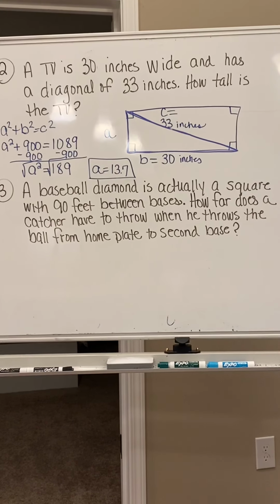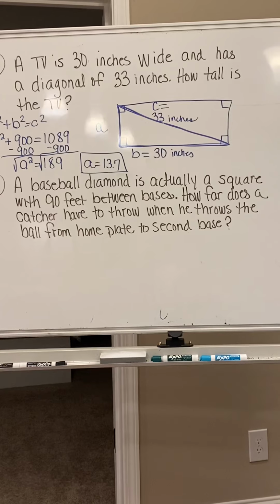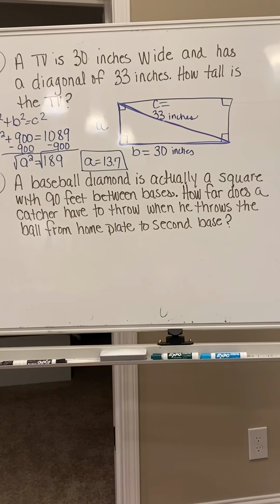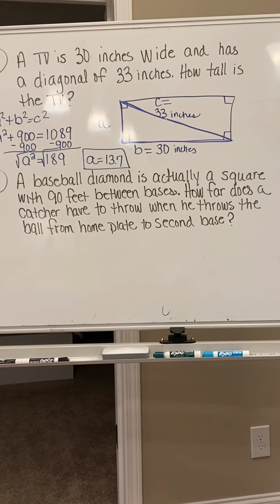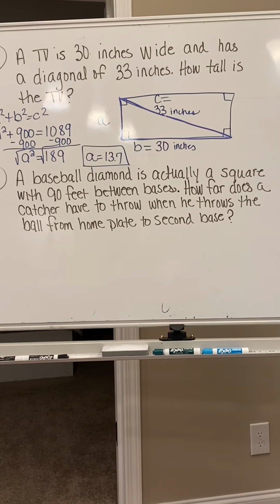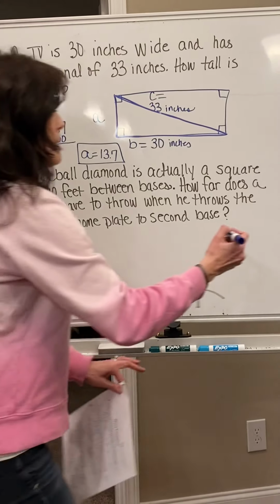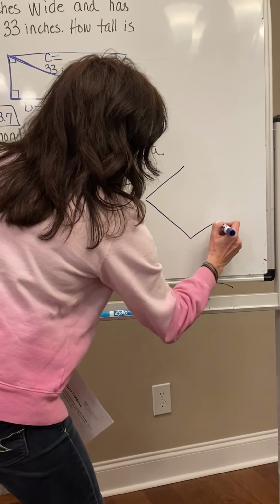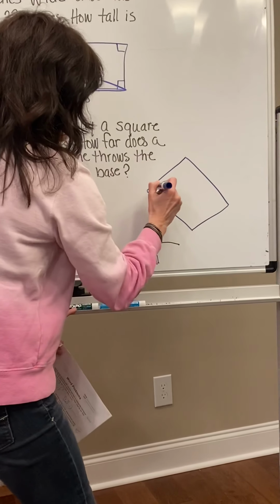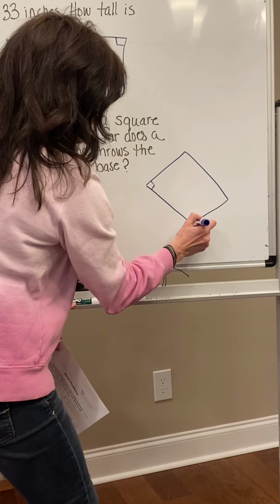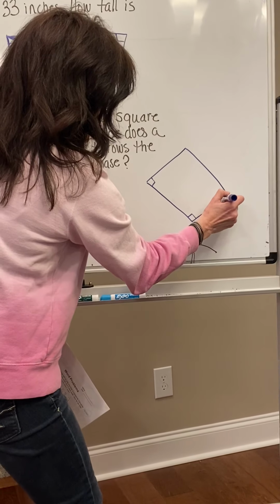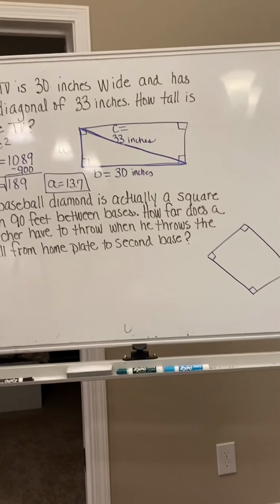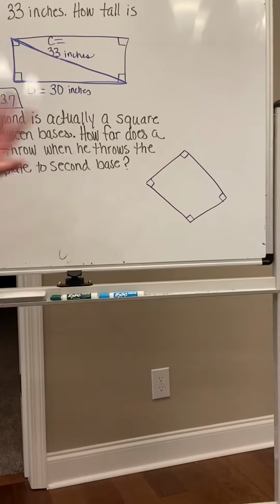All right, number 3. A baseball diamond is actually a square with 90 feet between bases. How far does a catcher have to throw when he throws the ball from home plate to second base? So a baseball diamond is going to be shaped like this, but it specifies in the problem that it's actually a square, so that means that all of these corners are actually right angles, because the definition of a square is 4 sides with right angles. I know mine's not a perfect square, so just pretend like it is.